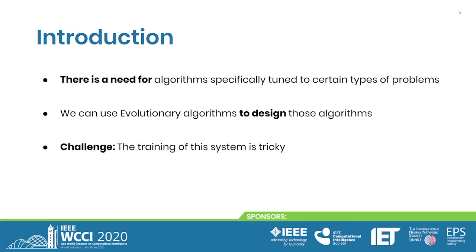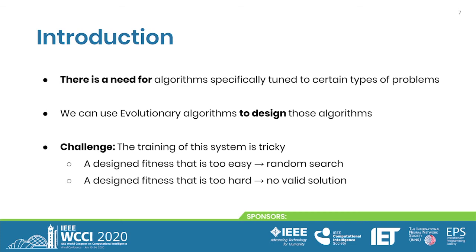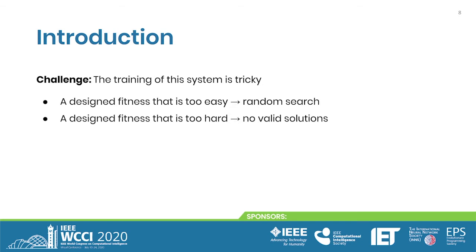Instead of manually designing the algorithm, we can use evolutionary algorithms to automate this task, and there is great interest in doing so. However, the design of a good fitness function for this task is very hard. If we are not careful enough, we may use a fitness function that is too easy, and the system then simply does random search. We may also use a fitness function that is too hard, and the system, this time, may not find valid solutions. We noted these challenges in our previous work, and now we try to work on them.